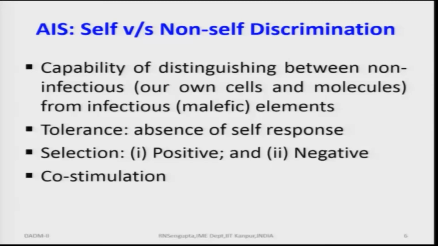So, obviously, there should be a tolerance level, to what level I am able to tolerate the attack. So, the tolerance level would be the absence of self response, which in many cases may not be there. And when you are doing the selection process of what to attack, what not to attack, whom to deactivate, whom not to deactivate, the general principle is based on positive selection and negative selection.